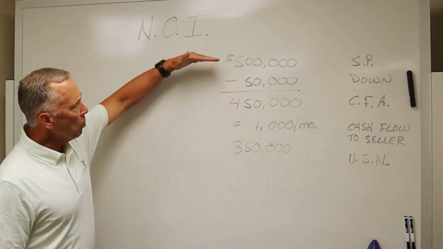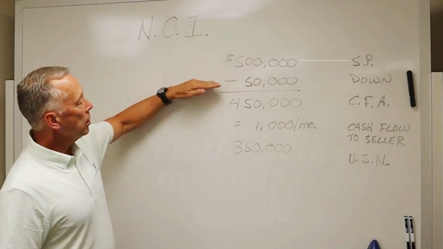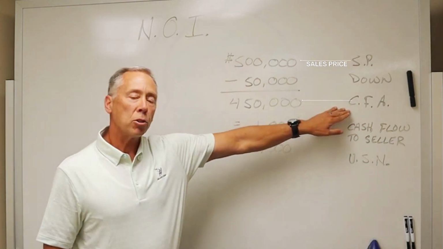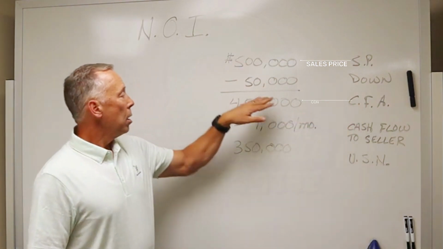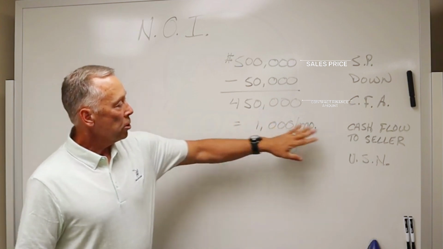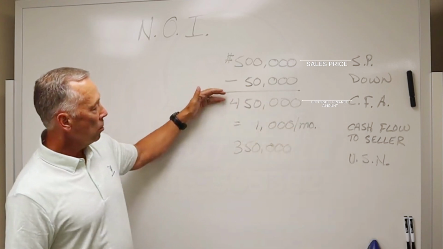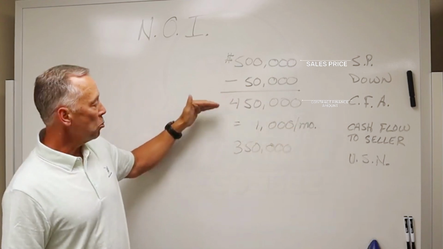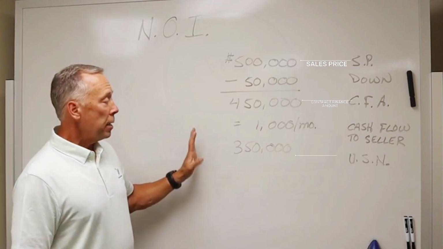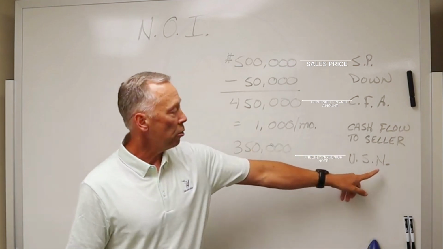So the buyer comes in, they have a $500,000 sales price, they put $50,000 down, and then they have a contract finance amount of $450,000. The seller is going to be getting $1,000 a month cash flow. In other words, the payment here that the buyer is making to the seller is $1,000 a month more than what the seller is making to his bank or the underlying senior note.